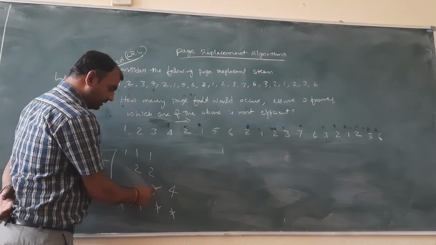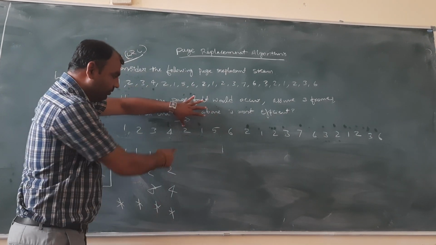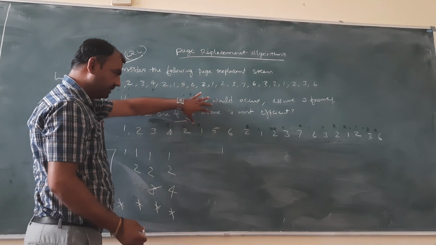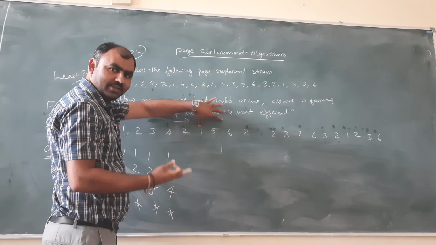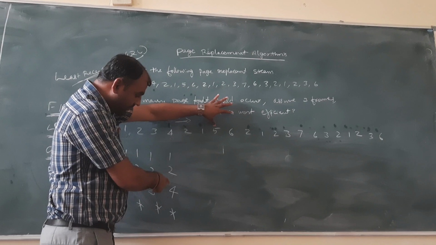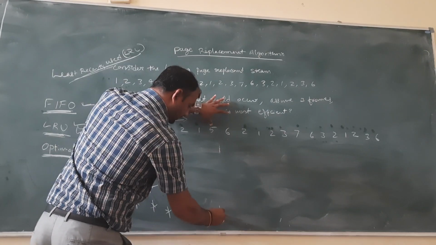So 3 is taken out and 4 is in; the remaining ones stay as they are. Next 2 is required. That is there, so there is no page fault. Then 1 is required. That is also there, so no fault. Now 5 is required. Among these, is 5 there? No. So a page fault occurs.